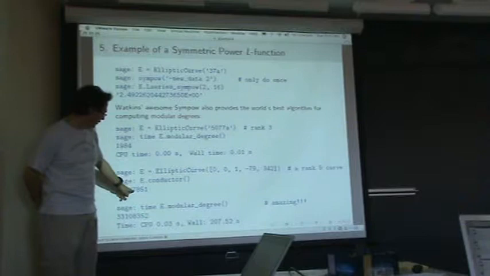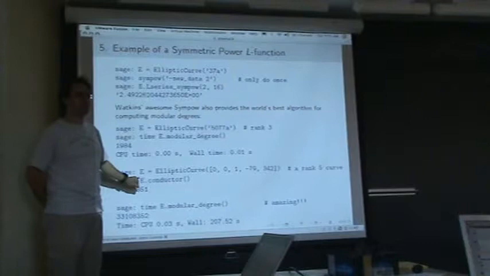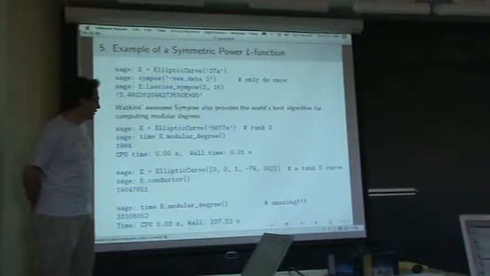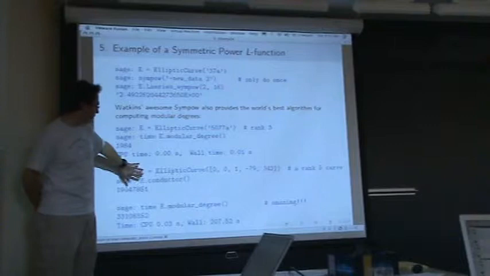19,047,851. And actually, when I met Mark Watson, this is like 1997 at the Arizona Winter School, he was specifically wondering how to compute the modular degree of this curve, because it was very relevant to his thesis, which was on the class number problem for quadratic imaginary fields. And using all algorithms that we could think of at the time, it was completely out of range to compute the modular degree of this curve.